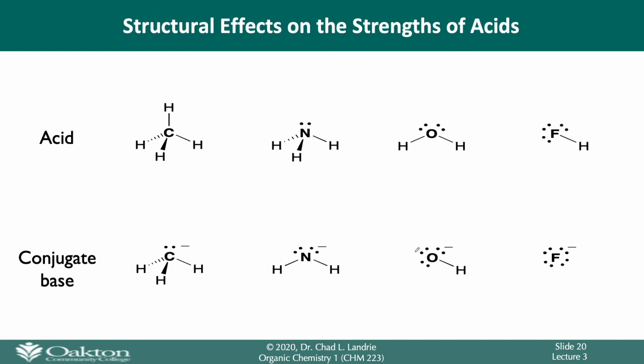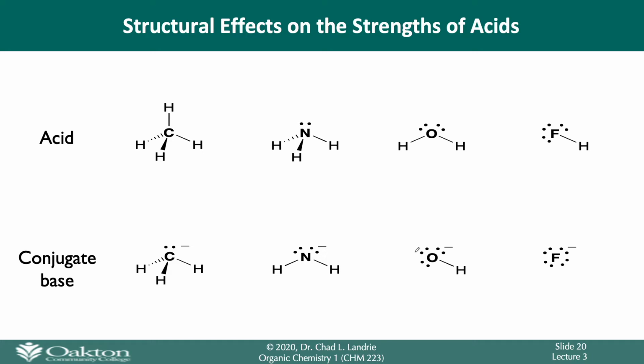So to illustrate this point, let's look at 4 examples. In the top row, from left to right, we have methane, ammonia, water, and hydrofluoric acid. As you might predict, hydrofluoric acid is the strongest acid. Methane, on the far left, is the weakest.